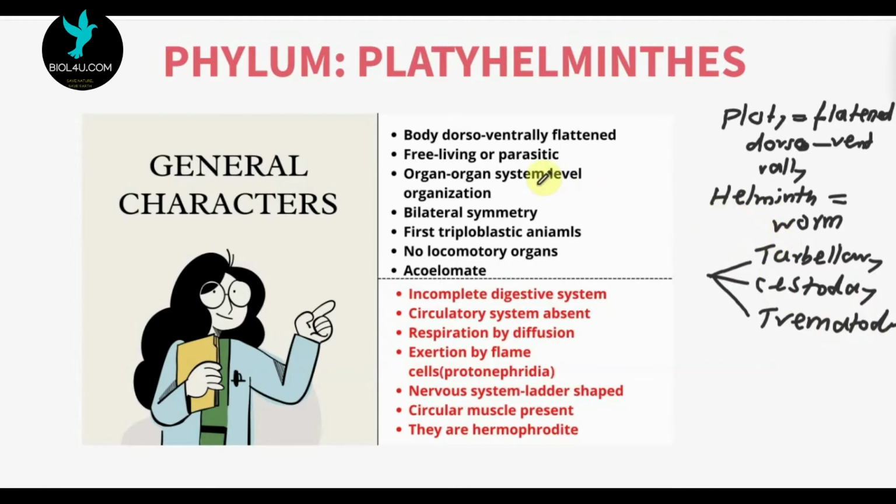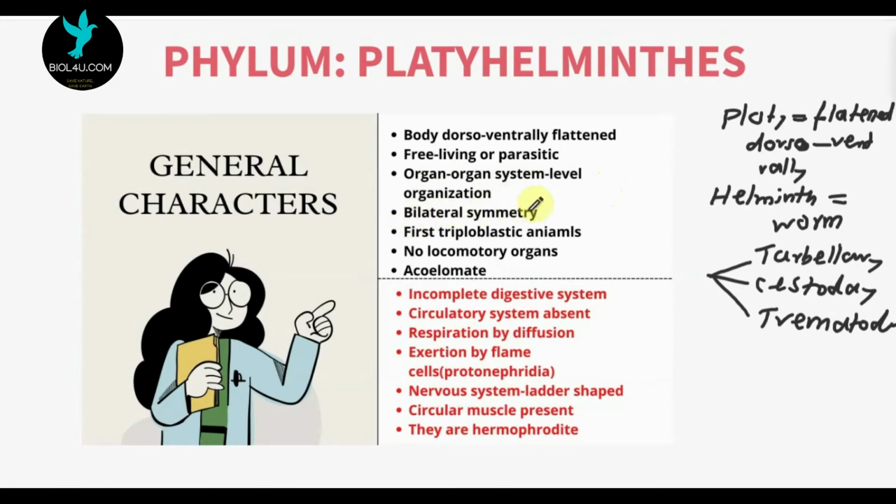Okay, then if you take the body tissue level or the organization, you can see that it shows organ and organ system level organization. It is the first organism starting with organ and organ system level organization. Some organs are formed, for example flame cells, and some other organs are forming. So it shows organ and organ system level organization.